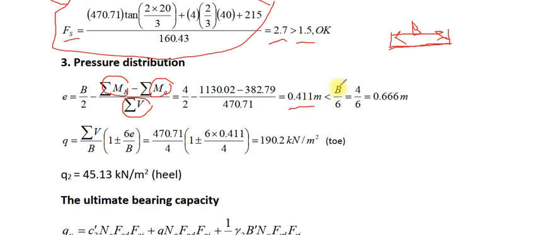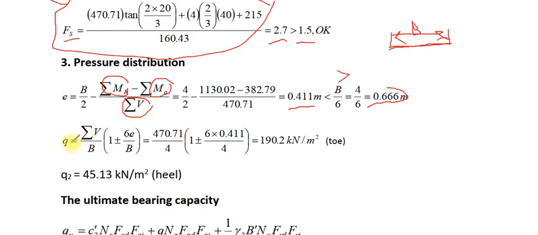Since it is less than B over 6, 0.411 is less than 0.66. If it is greater than 0.66, it may change the pressure distribution under the base of the retaining wall. Some of this pressure may be in tension form.